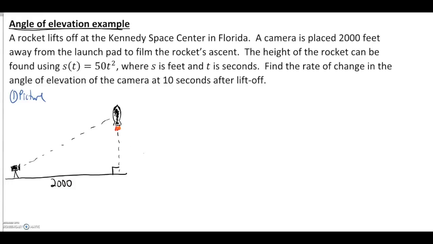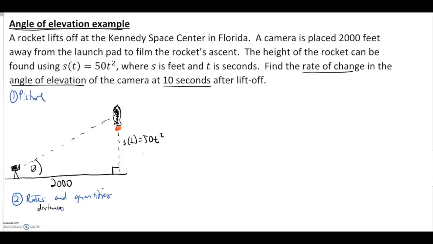So this rocket is ascending. That height is going to change, but it actually has its own function. The height, s, is 50t squared. And what we want to find is the rate of change in the angle of elevation, which we can call theta. Looking at our known rates and quantities, we have that distance being equal to a constant 2,000. We have s of t, our height, being 50t squared. And what we want to find is the rate of change for theta when time equals 10.